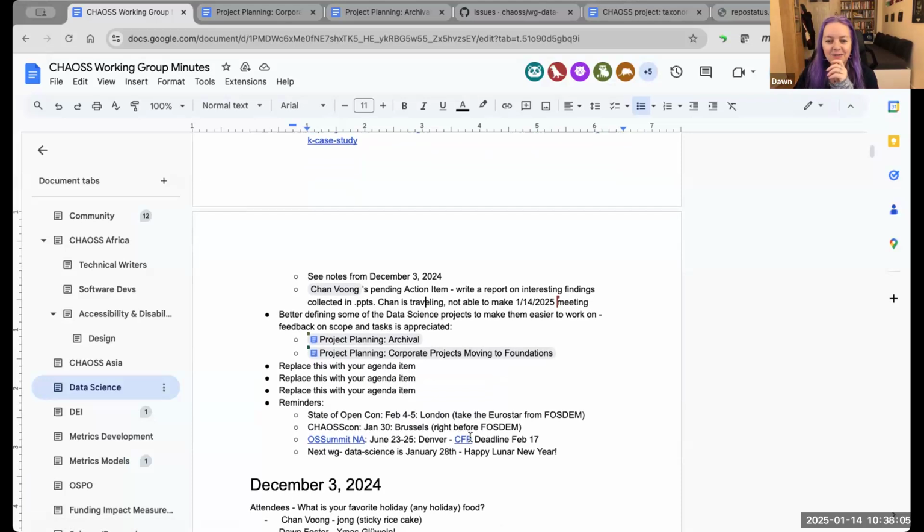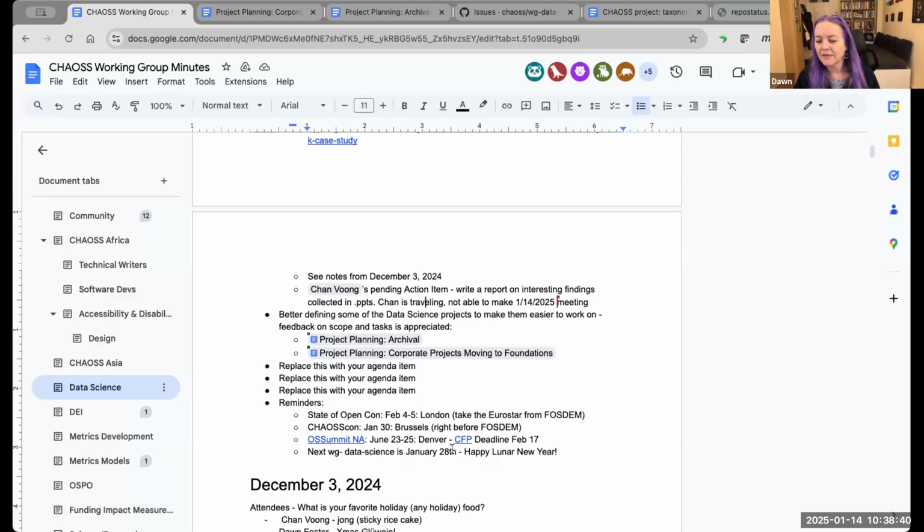I also just wanted to remind people that the Open Source Summit North America CFP is open and it is due February 17th, which sounds like it's a long way away because it's a whole month, but with all of the FOSDEM and State of OpenCon stuff happening in the middle of it, for some of us, that's not a lot of time to prepare. So think about what you want to submit for Open Source Summit. And then also the next data science working group is January 28th. Also happy Lunar New Year around that time as well.